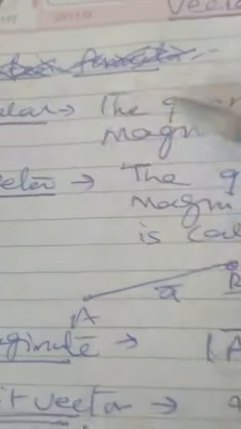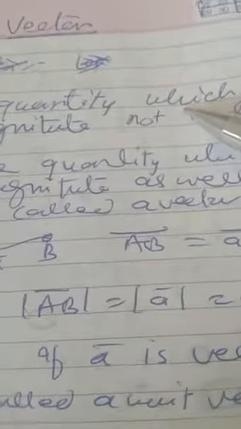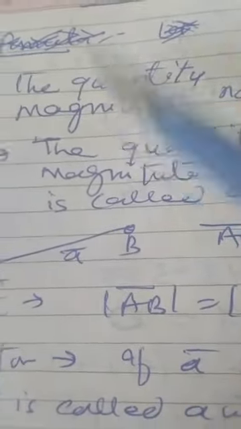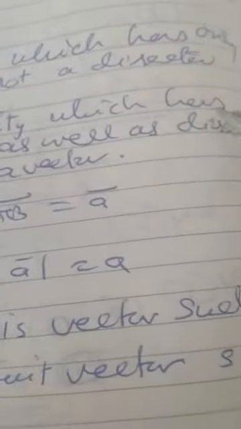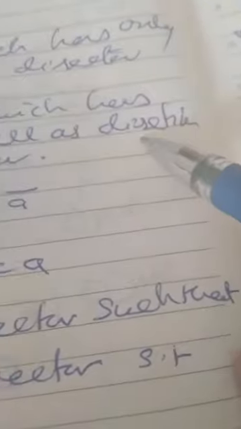Today we discuss a new topic: the vector. We have a scalar. The quantity which has only magnitude but not direction is called a scalar. The meaning of magnitude is length. A vector is a quantity which has magnitude as well as direction.